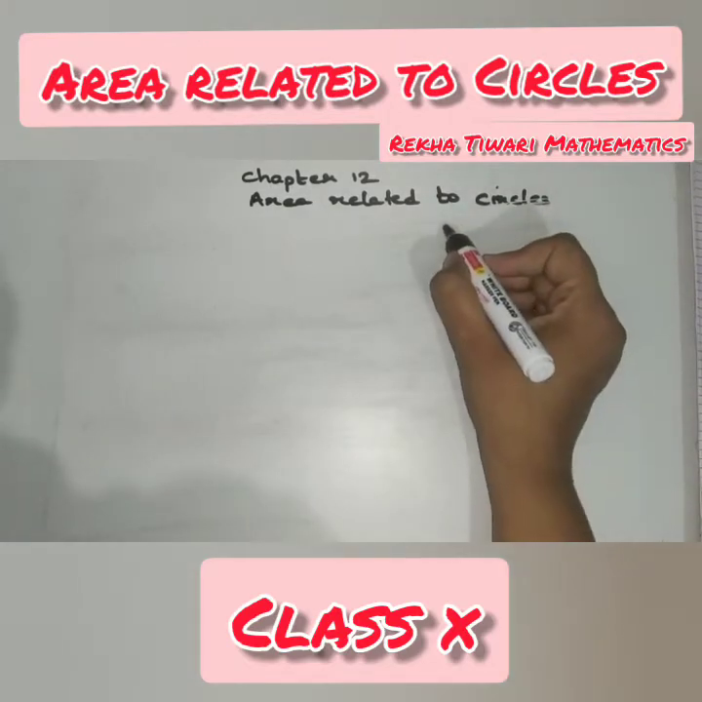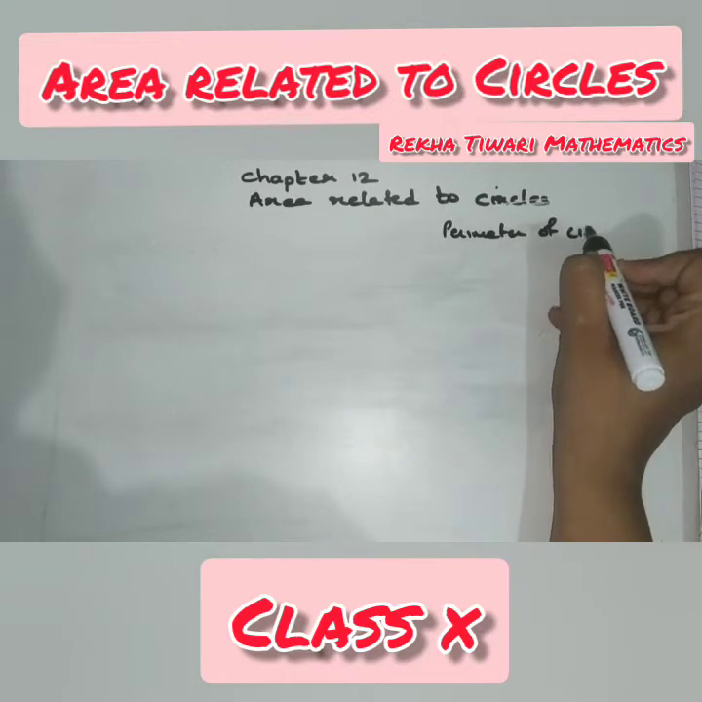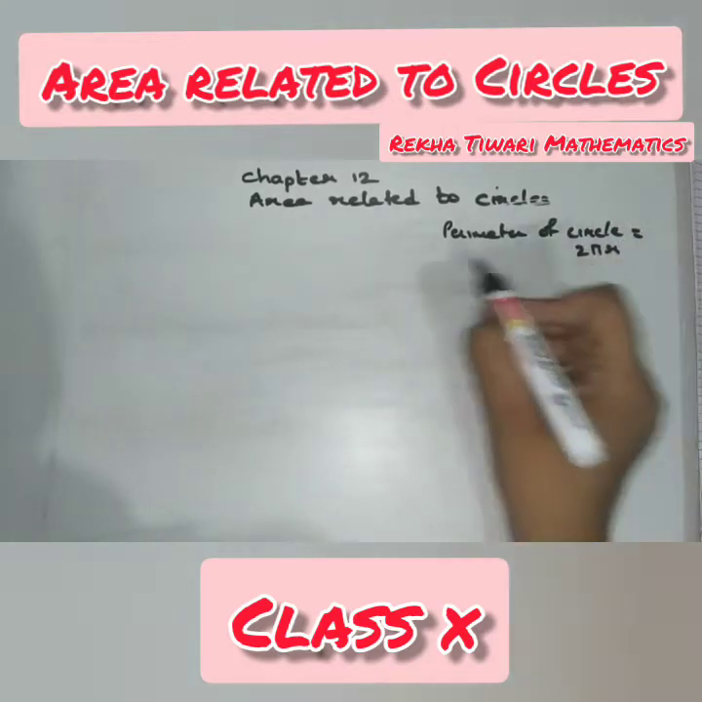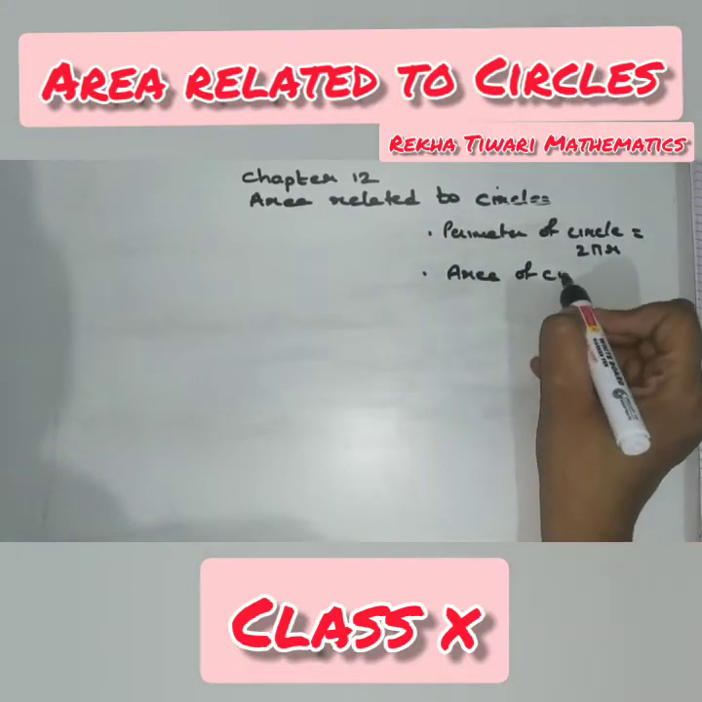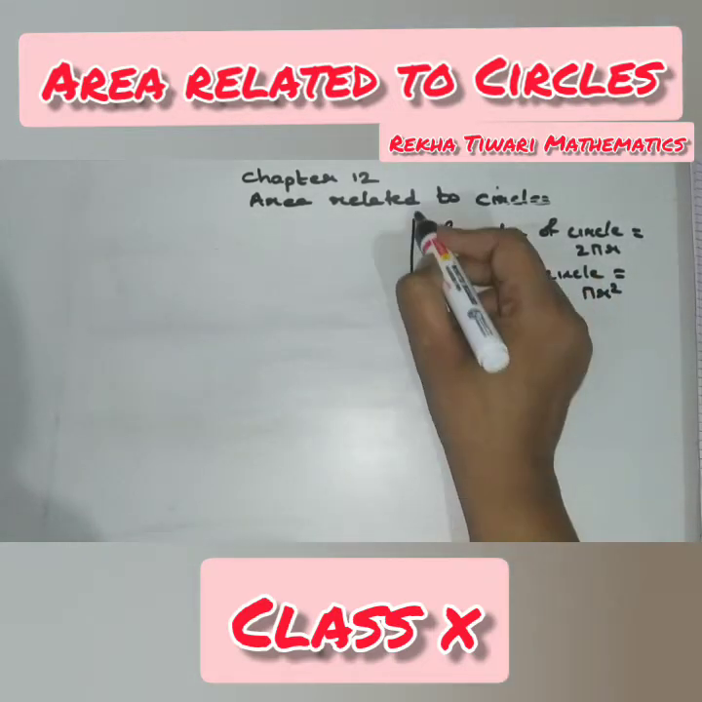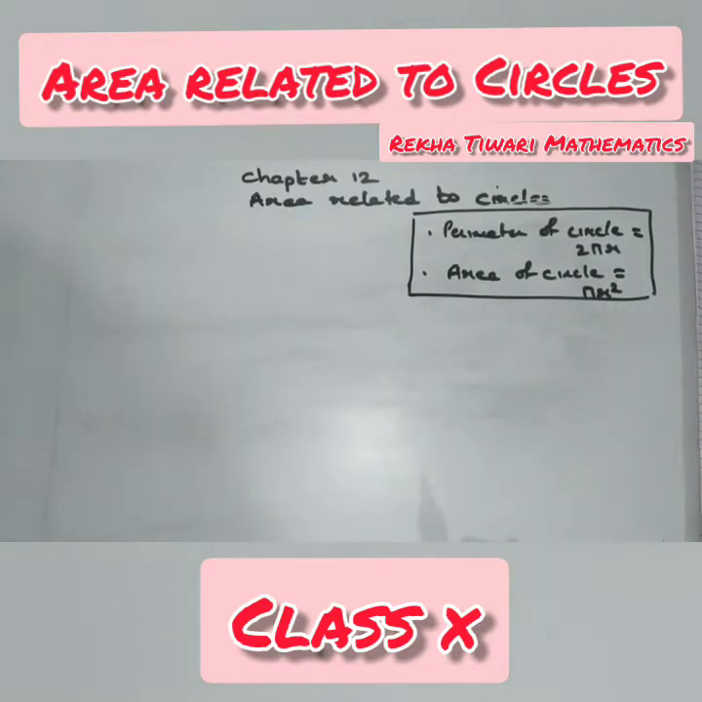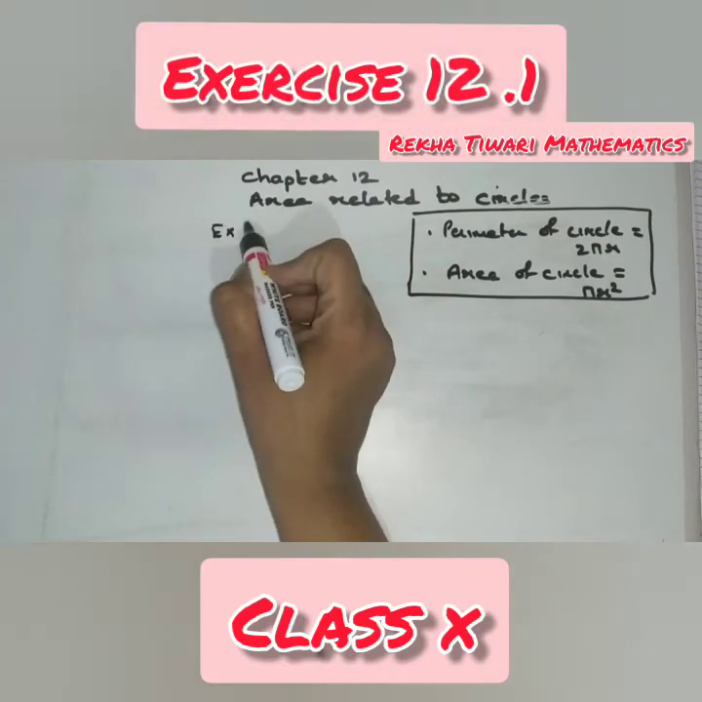So let me write again what is perimeter of circle. Perimeter of circle is equal to 2 pi r, and area of circle is equal to pi r square. You have to remember these two formulas. Okay, this you people have read already in your junior classes. Now class, come to exercise 12.1.